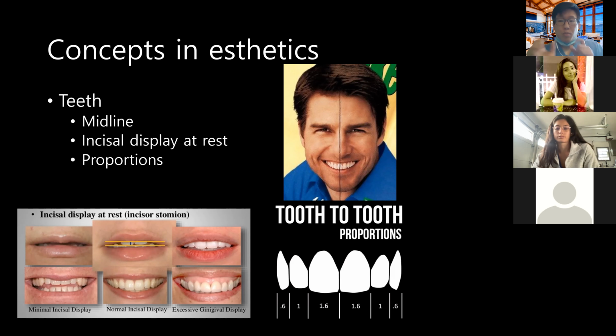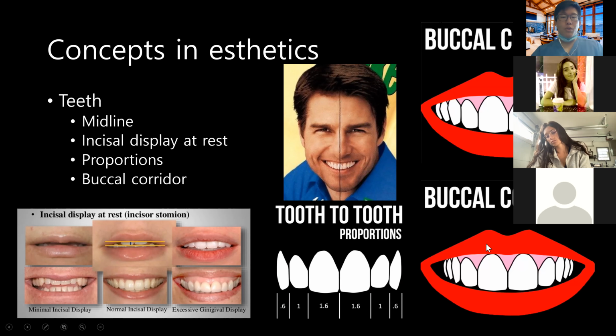Another thing is proportions of the teeth when you look at someone from the front, right? Here, the centrals are obviously the biggest, the widest. The next widest is the laterals, and then the next widest is the canines. And there's this useful ratio that people use, the golden proportion or something like that, which is 1.6 to 1 to 0.6. Okay.